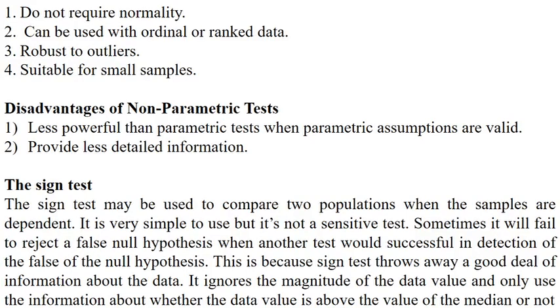Then the first one is the sign test. The sign test is one of the non-parametric tests. The sign test may be used to compare two populations when samples are dependent, like the one we did for ANOVA for completely randomized design. But here, the sign test may be used to compare two populations when samples are dependent. The other time we said when the samples are independent.